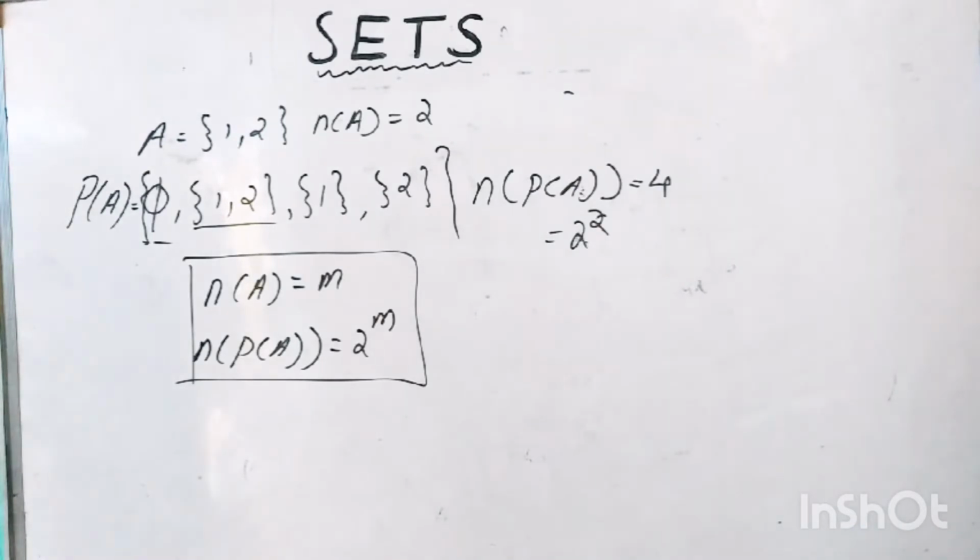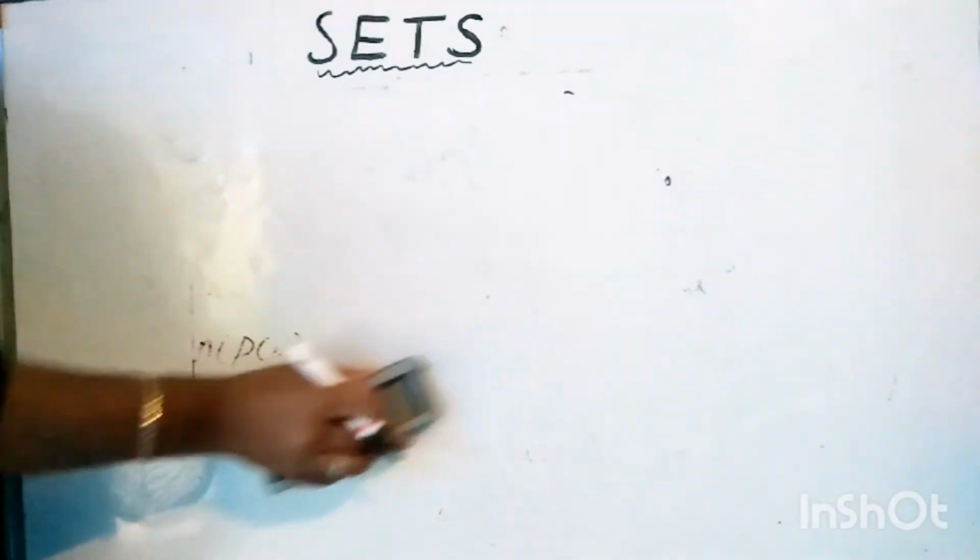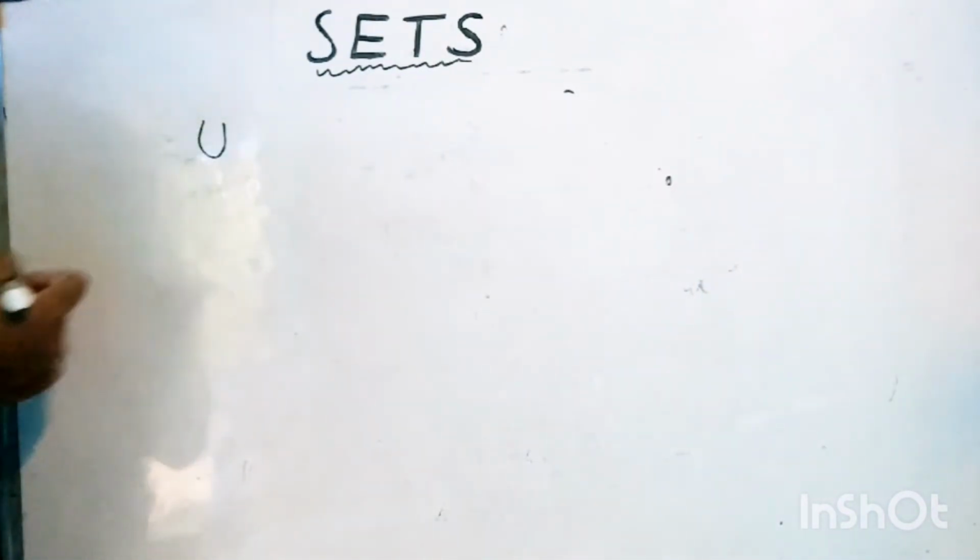Now, universal set. The universal set is the biggest set, and it is denoted by capital U.